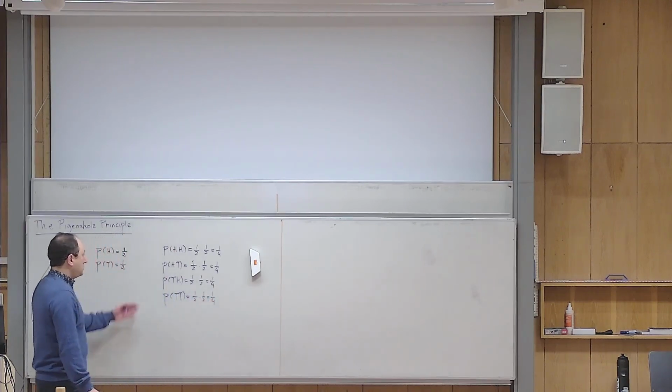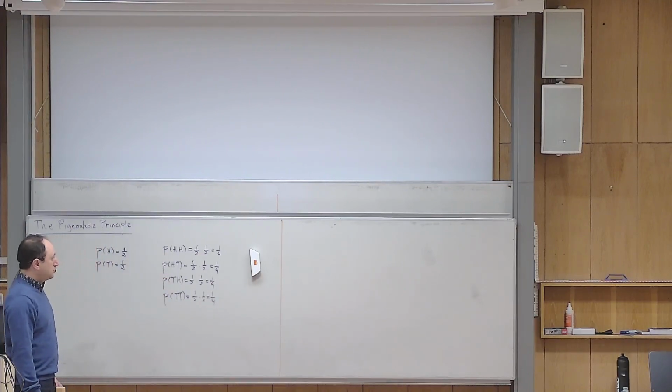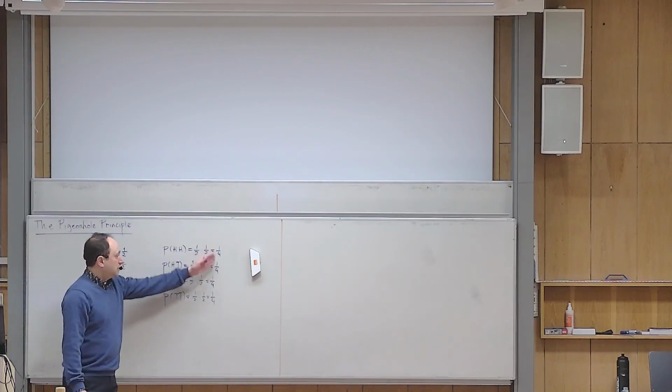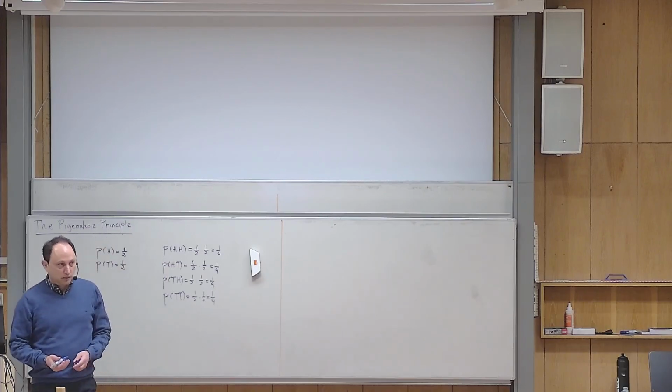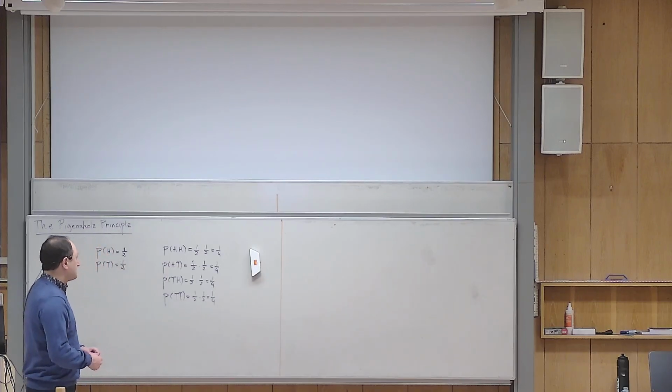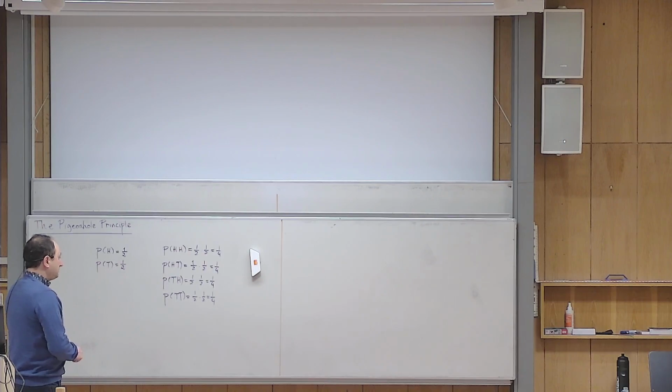And by the way, these are the only possibilities if I have only two coins available, and you see that if I add these numbers, they again become 1, yes? So that's clear that at least one of these happens.